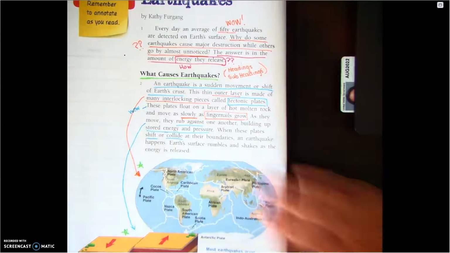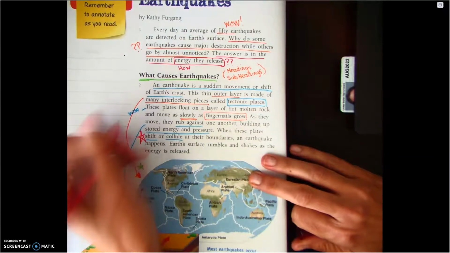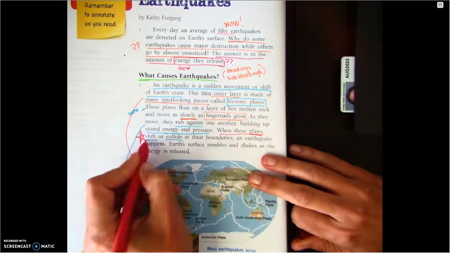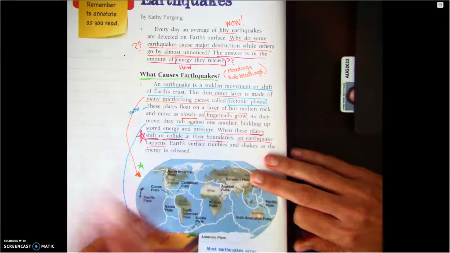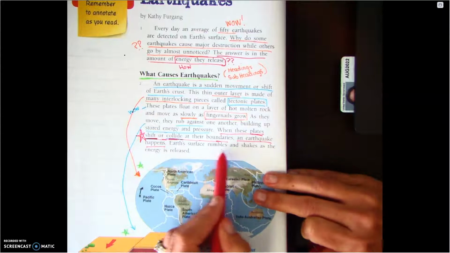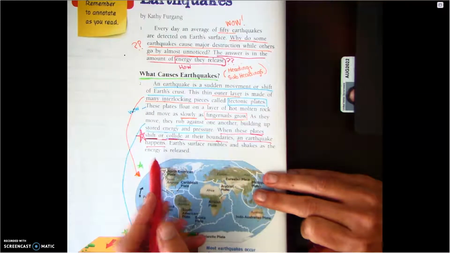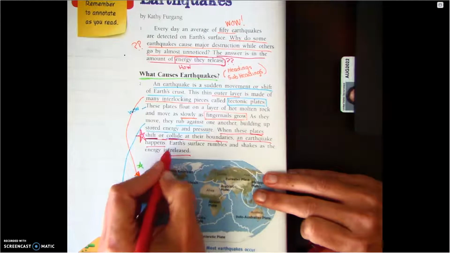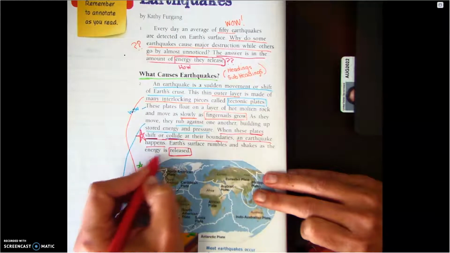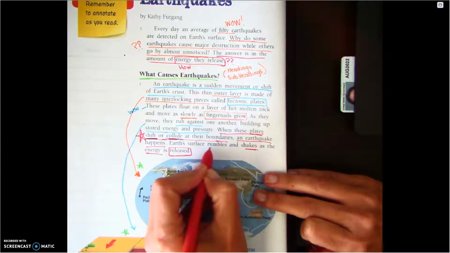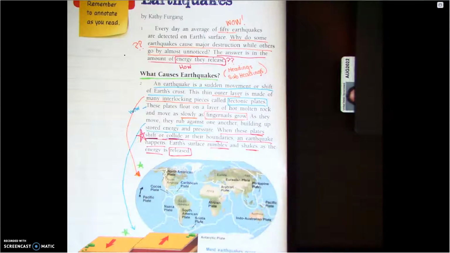So actually I'm going to choose a different color and put a big star. This is when the plates shift or collide at their boundaries, an earthquake happens. Earth's surface rumbles and shakes as the energy is released. So when that energy is released, when they move, that's what we feel. We feel the rumble and the shakes. All that pressure builds up and is released. Think of a teapot. When it gets really hot and all that energy comes out, it's that loud whistle.